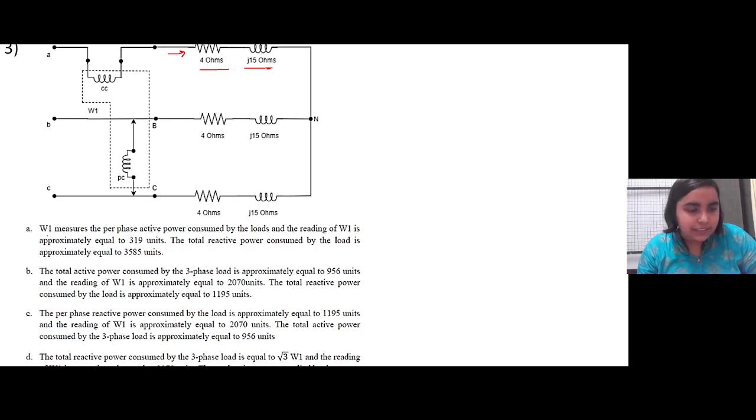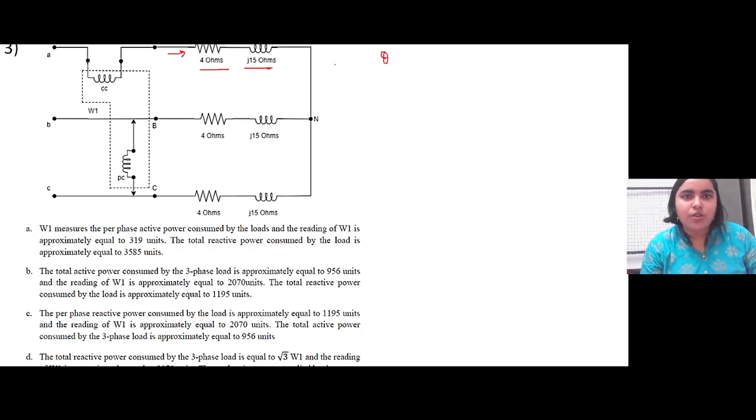So let's read the first statement. What does the question want? W1 measures the per phase active power consumed by the load, and the reading of W1 is something, and the reactive power consumed is something. Most of the options are giving the total power or the active power or the reactive power. So let us first calculate it individually and then look for which option will be the correct one.